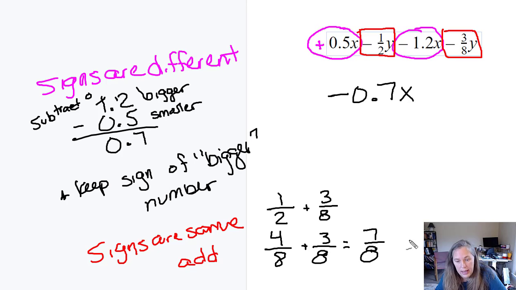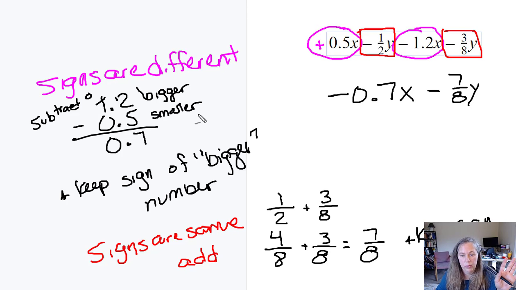So there we go. We're going to add, and we're going to keep the sign. So it's negative 7/8. So this becomes negative 0.7x minus 7/8 y. So the moral of the story is that the rules are going to help you. These sign rules are going to help you when you have fractions and decimals that you're dealing with. Don't let them freak you out. You're either adding the numbers or subtracting the numbers.